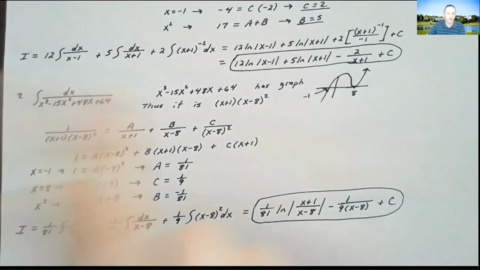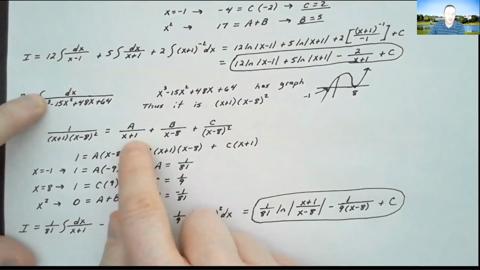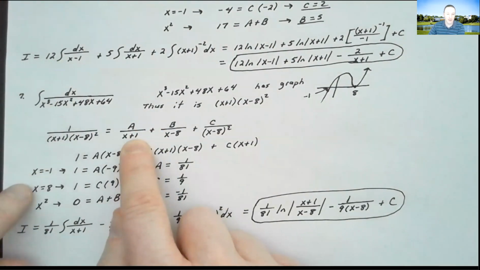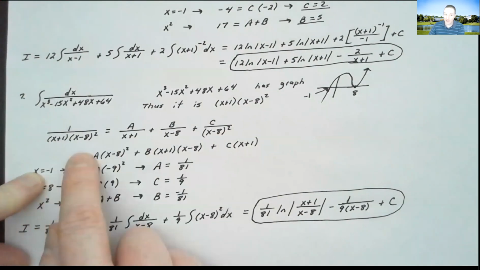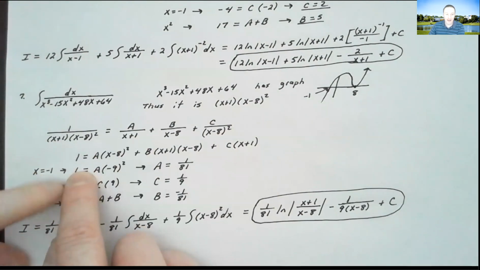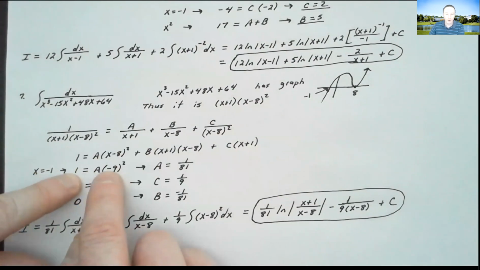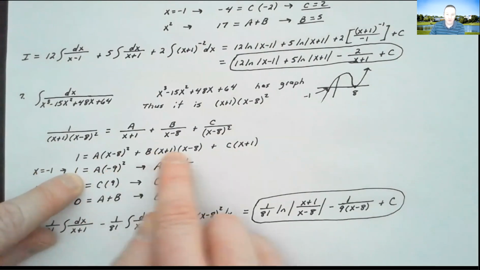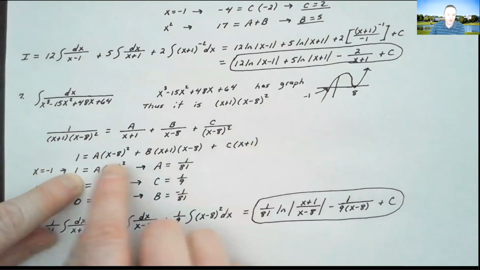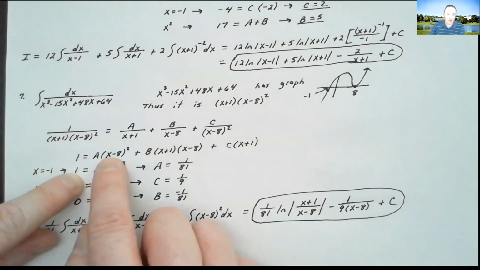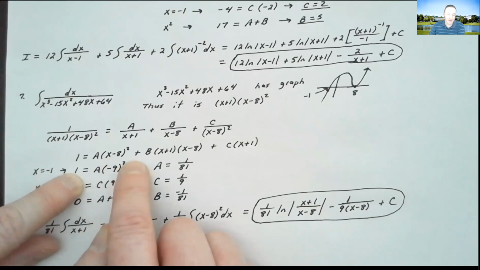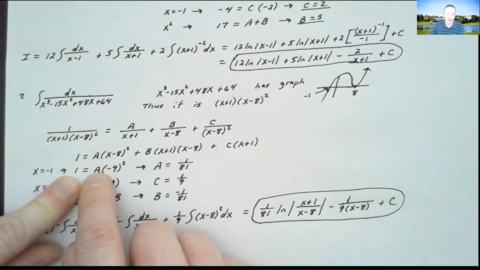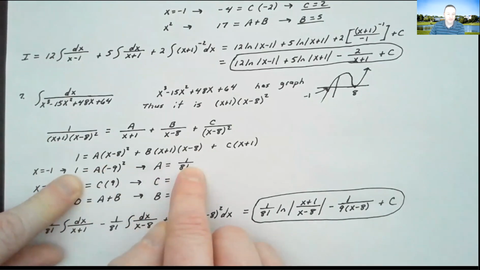x equal -1. We know that's going to solve for A because it would make the term in its denominator 0. So if I let x equal -1, on the left-hand side, still 1. It doesn't have an x to plug in. The right-hand side, B would be multiplied by 0, C would be multiplied by 0. A is multiplied by -1 minus 8, -9 squared. -9 squared is 81. 81A is 1, so you get A is 1 over 81.